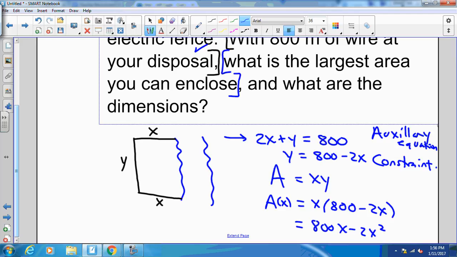What is the meaning of this area of x? The meaning of this area of x is if I pick a certain x, say 100, then y will be 800 minus 2 times that, which is 600. And the area will be then 100 times 600. So this gives me the area just as a function of x. And now the farmer can choose mentally to change the value of x and see where the critical point is that gives him the maximum area.